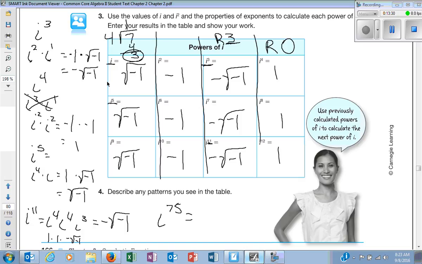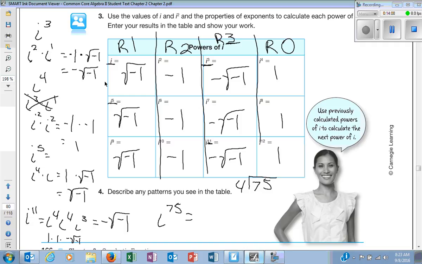What's the remainder for this one going to be? Two. What's the remainder for this one going to be? So if I wanted to figure out what I to the 75 is really equivalent to, what do I have to do? I take 75 and I say, how many times does 4 go into 75? Do I really care how many times 4 goes into it? Is that what I'm after? What am I after? The remainder.